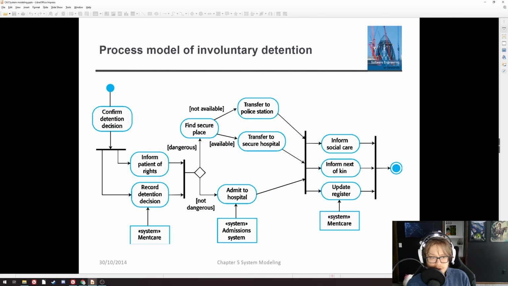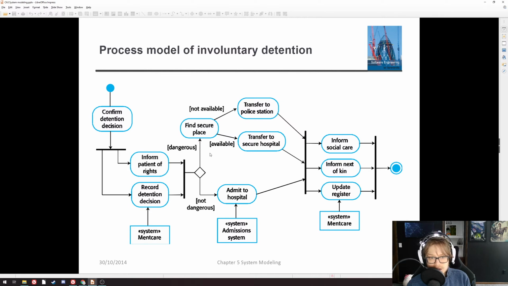So somebody is confirmed to be detained, and then they are informed of their rights, and we have to record their detention decision. That's where Mentcare comes in, recording that detention decision, and then we get to a choice. Either the person's dangerous or not dangerous. If they're not dangerous, they get admitted to the hospital straight away. The admission system will interact with them at that point. And then a few things will happen to them. Their social care will be informed, their next of kin will be informed, and their register will be updated. Mentcare will handle the registration updating process, which brings us to the end of the person being admitted for involuntary detention.